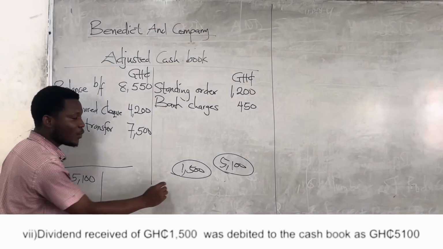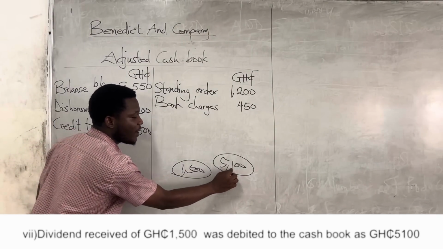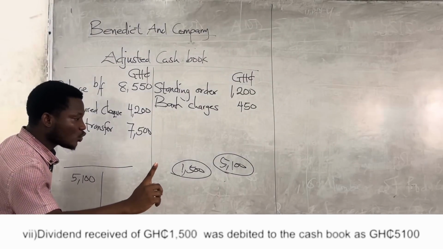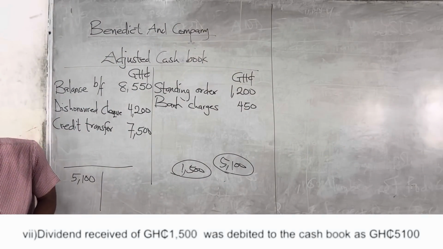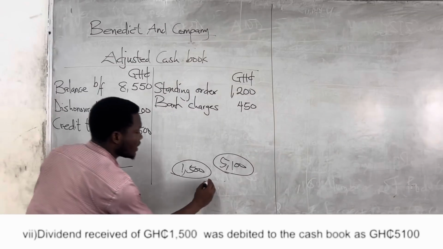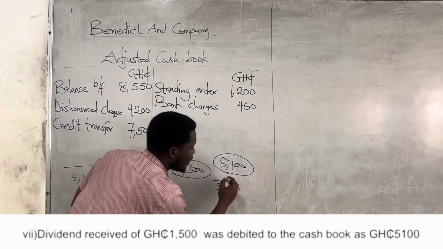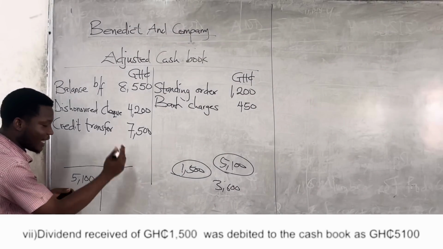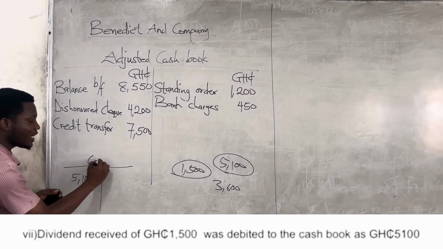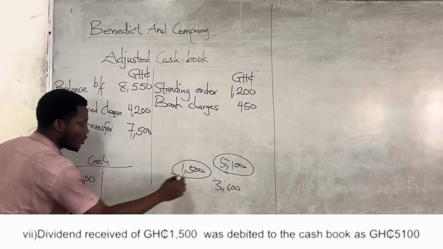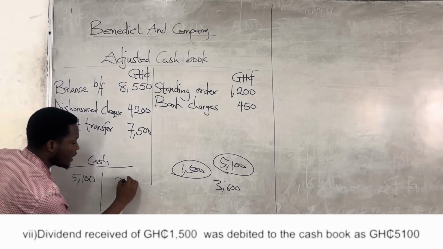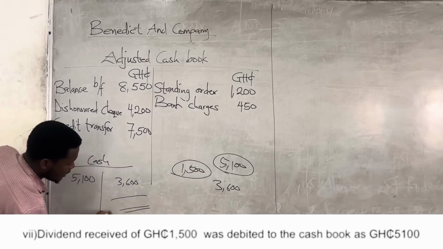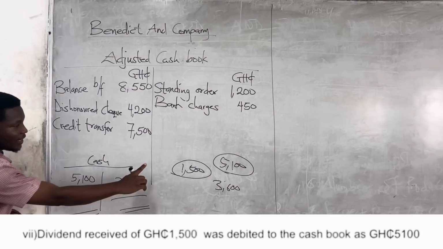So subtract the 1,500 from the 5,100. The difference that you will get is 3,600. Then you will credit the difference. If you credit the difference, at the end, when you balance your cash book, you will get the balance of 1,500. So you have your 3,600. Now let's close our balance to know that you get the 1,500.